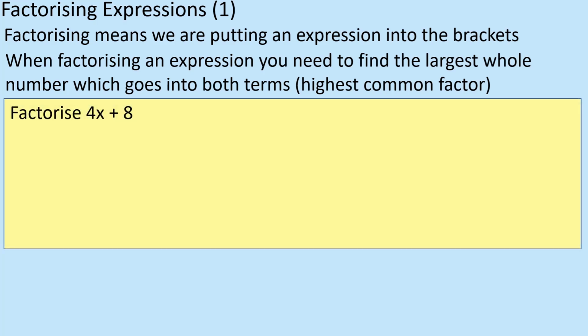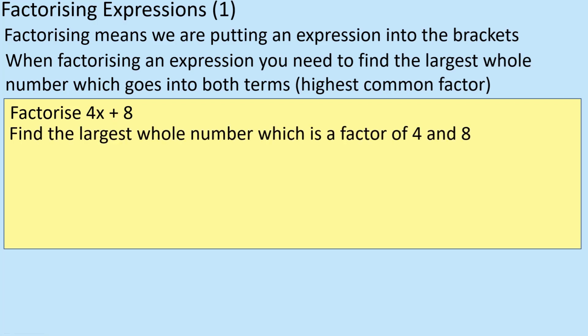So, factorise 4x plus 8. Looking at that from the outset, you'll hopefully recognise that both 4 and 8 are in the 4 times table, so that looks like the highest common factor. You could also argue that 2 goes into both, and you're absolutely right, 2 does go into both, but it's not the highest. If you divide both by 2, you're going to lose a mark because you haven't fully factorised it.